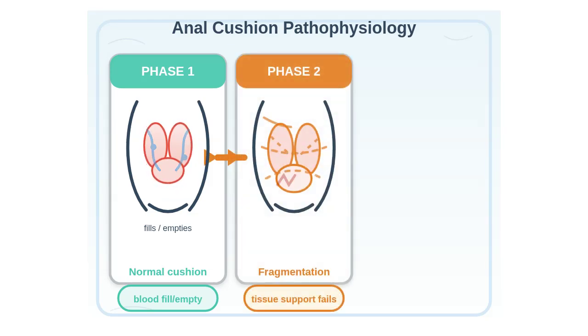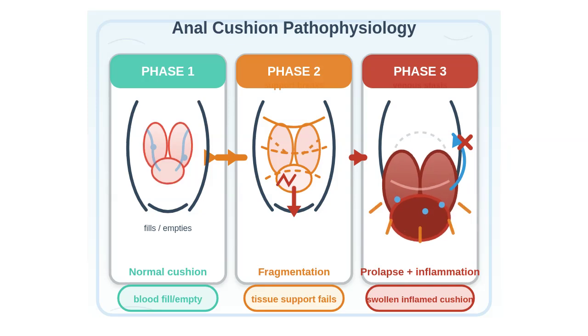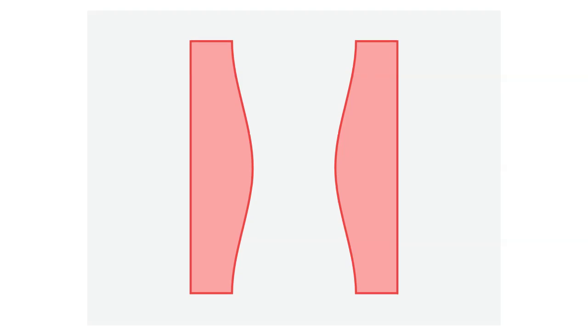Fragmentation of the connective tissue supporting the cushions leads to their descent. The prolapsed anal cushion has impaired venous return, resulting in venous stasis and inflammation of the cushion's epithelium. The anatomical classification is important.